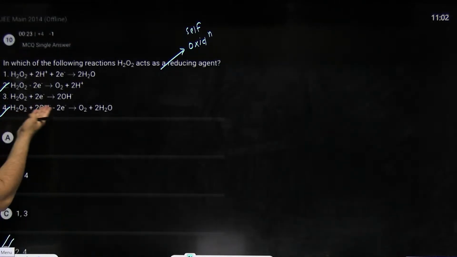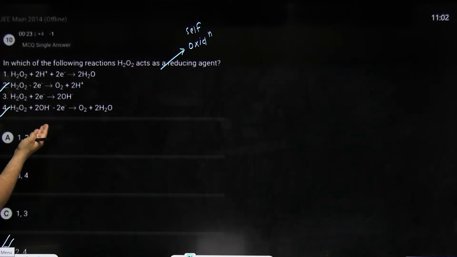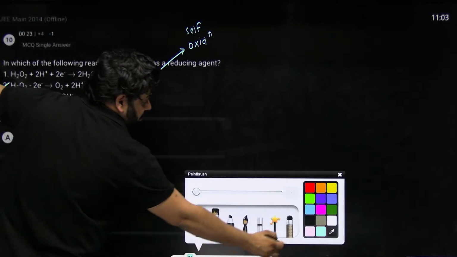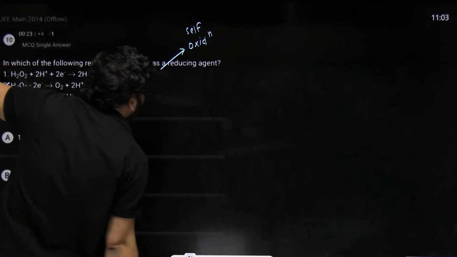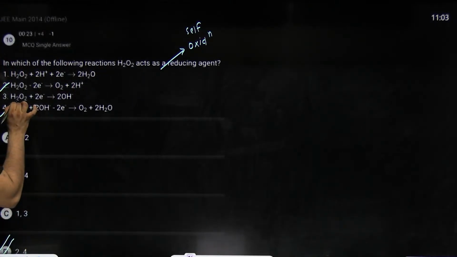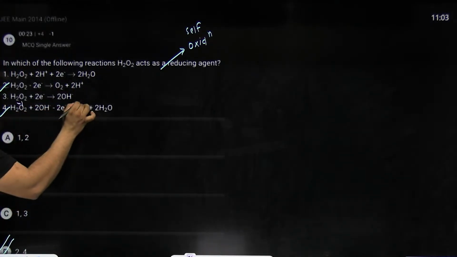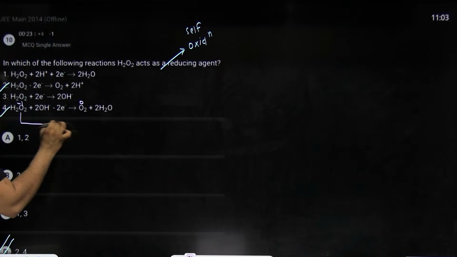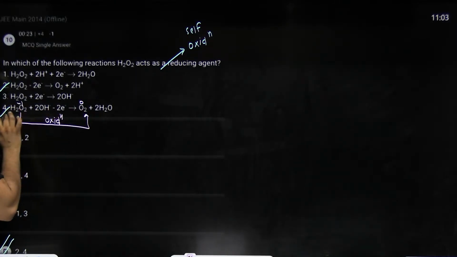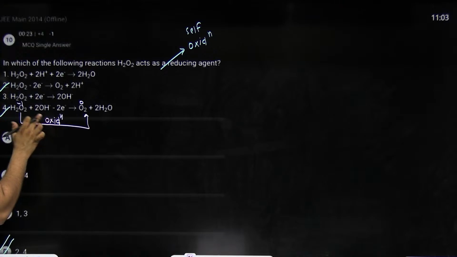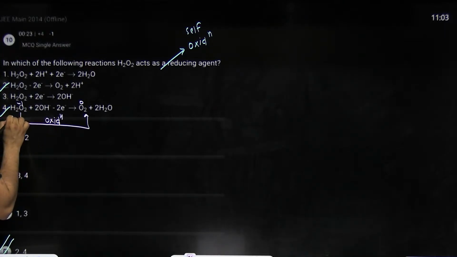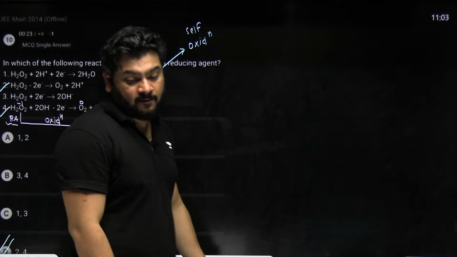Wherever electrons are gained, it will definitely be going under reduction. Also, see the reducing agent: this is in -1 oxidation state, and then it reaches 0. So something has undergone oxidation, and definitely where it is going through oxidation, it might be working as a reducing agent. We have to apply the concept.